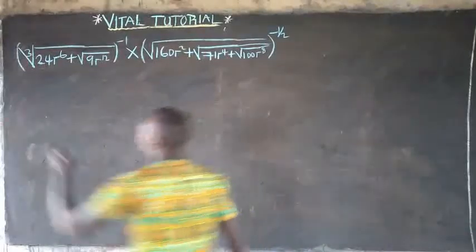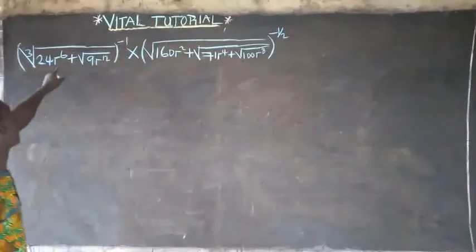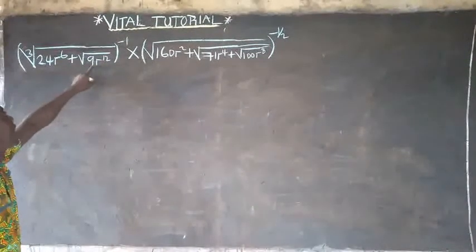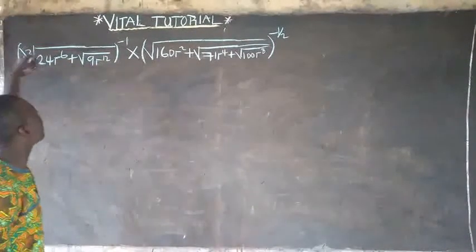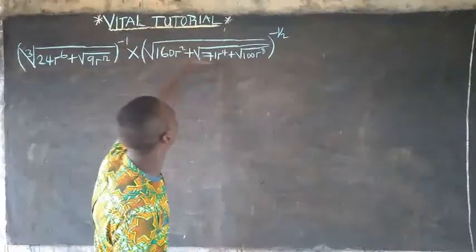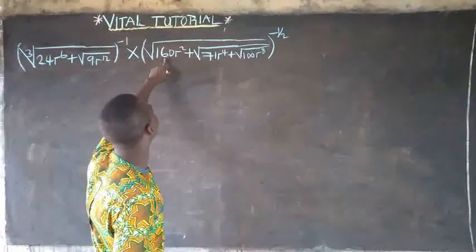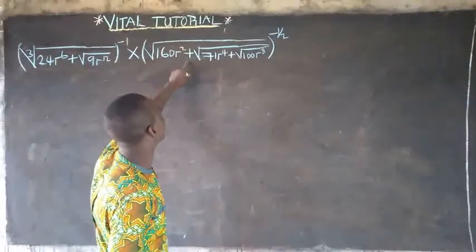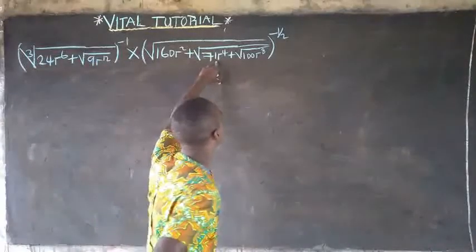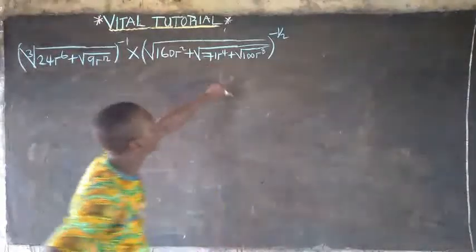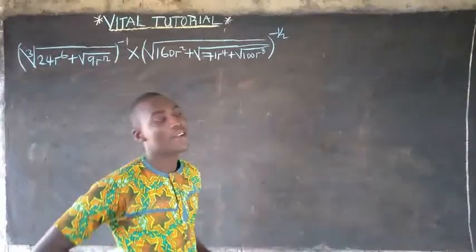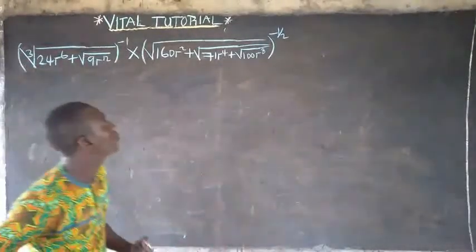The question is: the cube root of 24r raised to the power of 6 plus the square root of 9r raised to the power of 12, everything raised to the power of minus 1, times the square root of 160r raised to the power of 2 plus the square root of 71r raised to the power of 4 plus the square root of 100r raised to the power of 8, everything raised to the power of minus 1 all over 2.